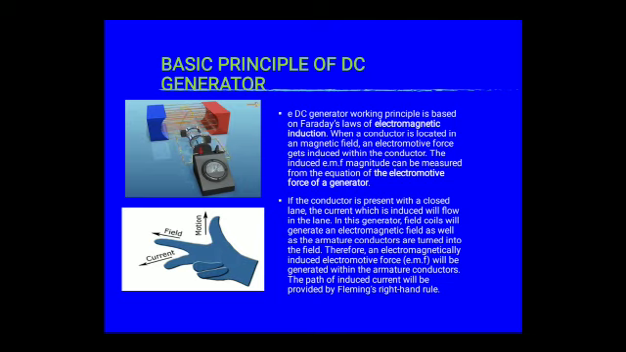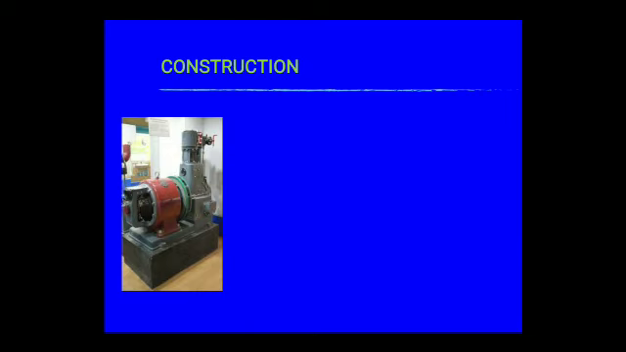Now the next slide is the construction of DC generator. There is a constructional image of a DC generator. You can see here an engine is coupled with a generator. The green colored apparatus is the coupling, and the red colored device is the yoke, or outer cover, of the generator, and it is installed above the foundation.